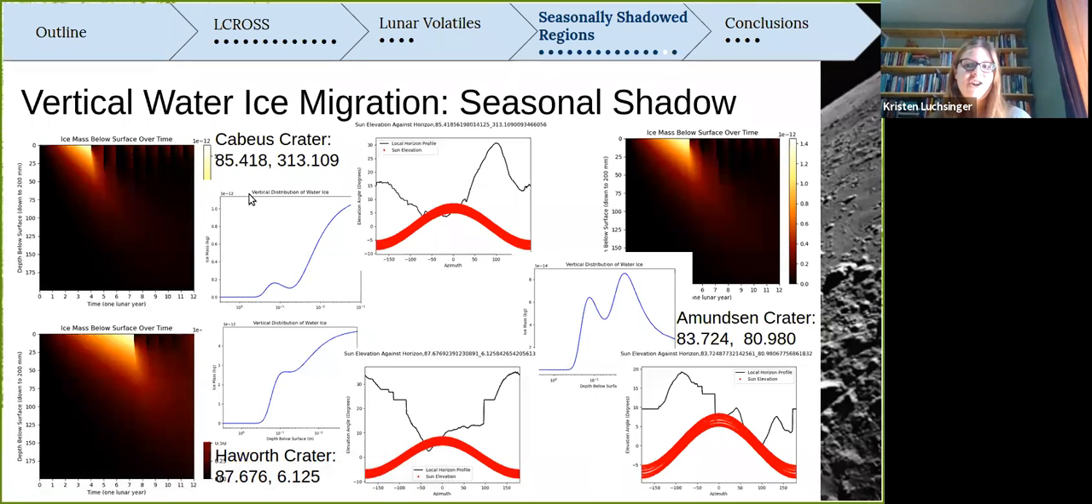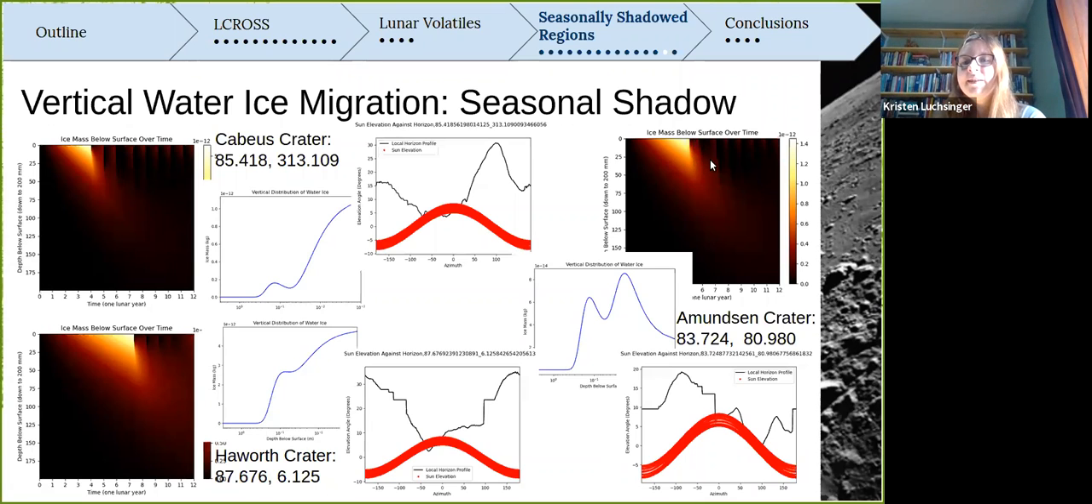So that interaction between the transient and the sequestered is what I think is this really interesting indication that we might possibly be able to leverage these exact situations and these exact conditions in order to better understand sequestration processes and vertical migration processes, which I think is really exciting.